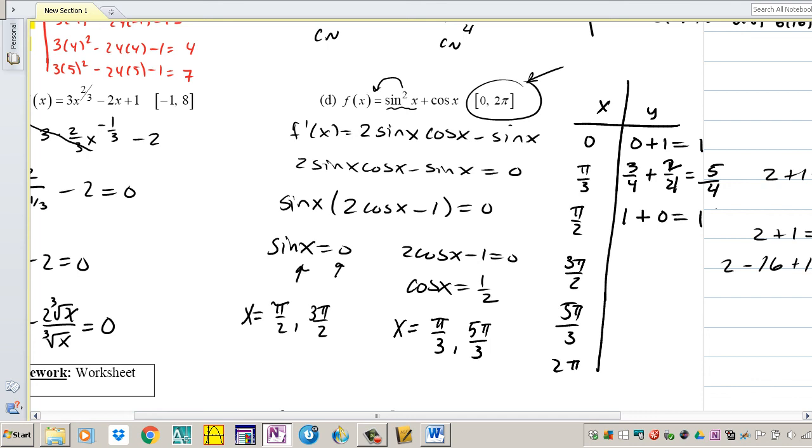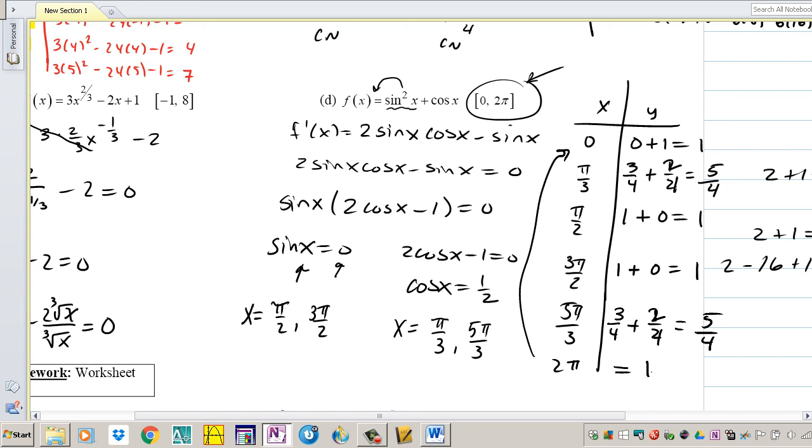3 pi over 2. The sine of 3 pi over 2 is negative 1, squared is positive 1, plus the cosine of 3 pi over 2, which is 0, and that's 1 again. 5 pi over 3. The sine of 5 pi over 3 is the negative square root of 3 over 2 squared, which becomes a positive 3 over 4, plus the cosine of 5 pi over 3, which is a half, which is the same thing as 2 over 4, which is 5 over 4. And the cosine of 2 pi is 1.